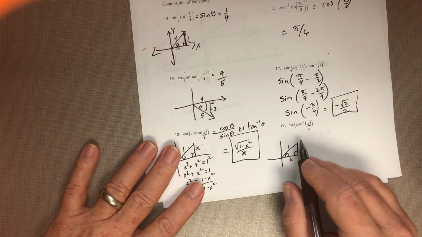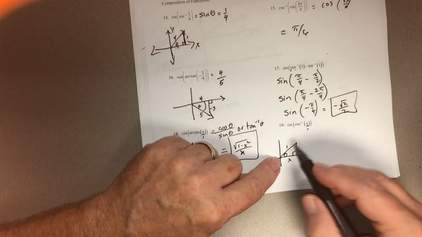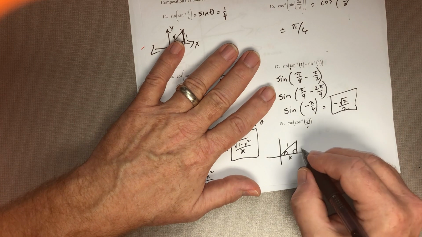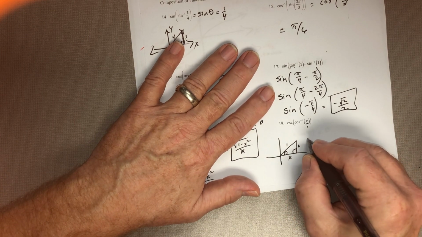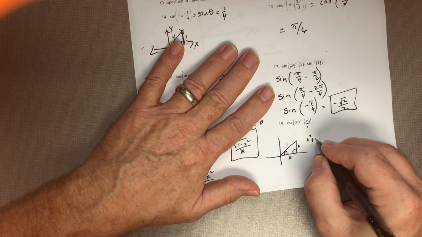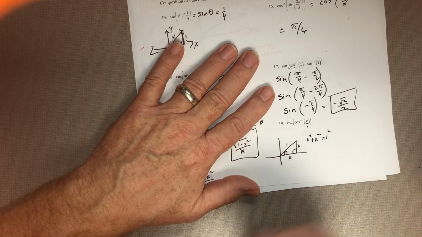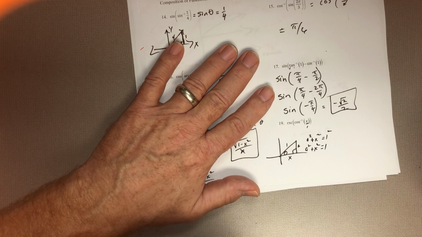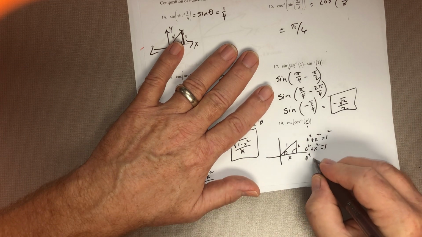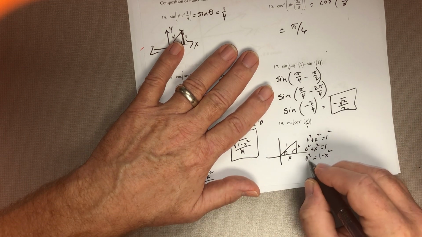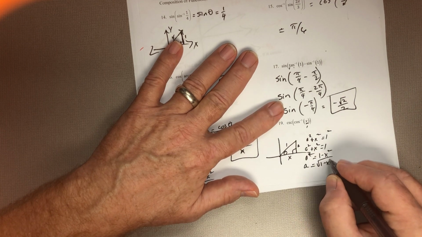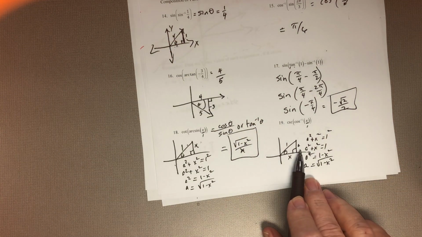Well, I've got the cosine. I'm going to use that. So let's say this is a. Then a squared plus x squared would equal 1 squared, so a squared plus x squared would equal 1. So a squared would be 1 minus x squared. Take the square root of each side. a would be the square root of 1 minus x squared. So that's that missing leg length over there.